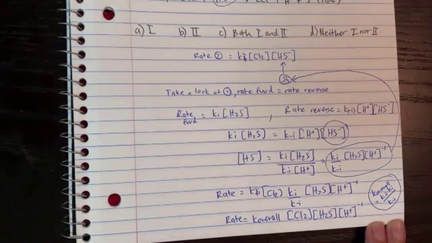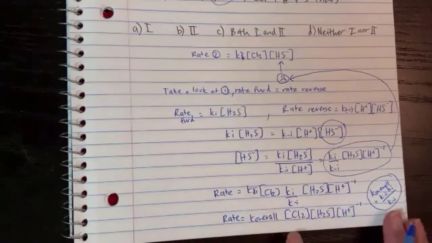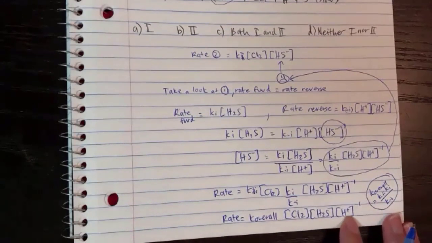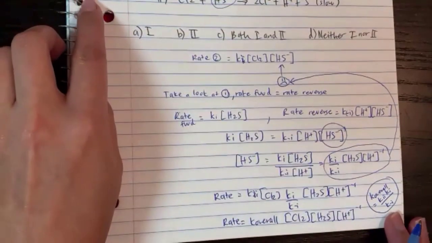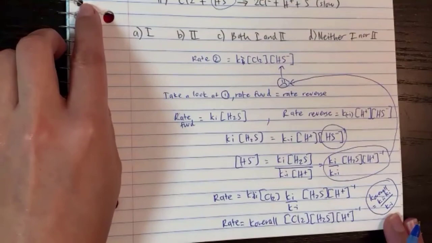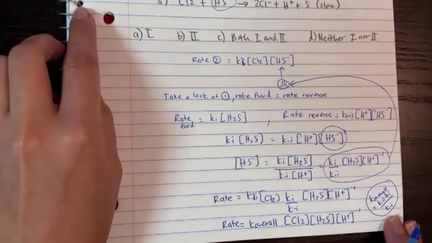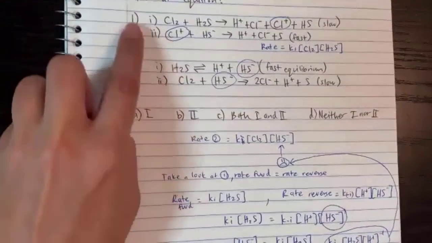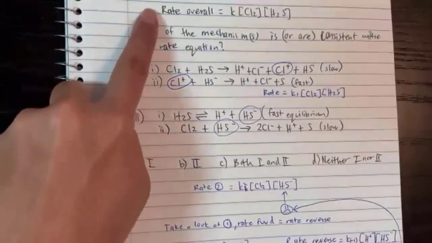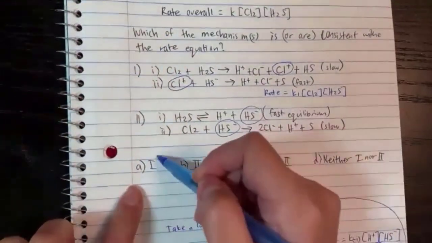So hopefully that helps. Now you saw that this one here doesn't match because it's Cl2, H2S, and H plus to the -1, which doesn't match the question's rate law. So only the first one matched. That means this one didn't match, this one matched that rate. So your answer is A.